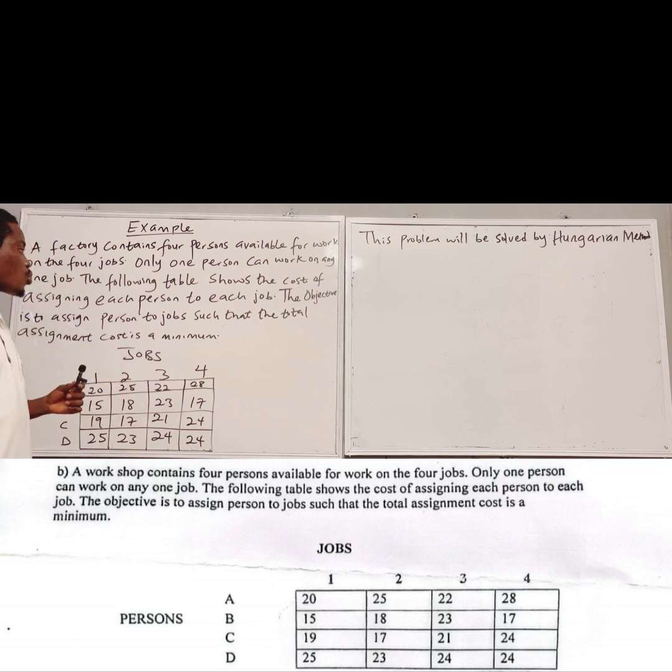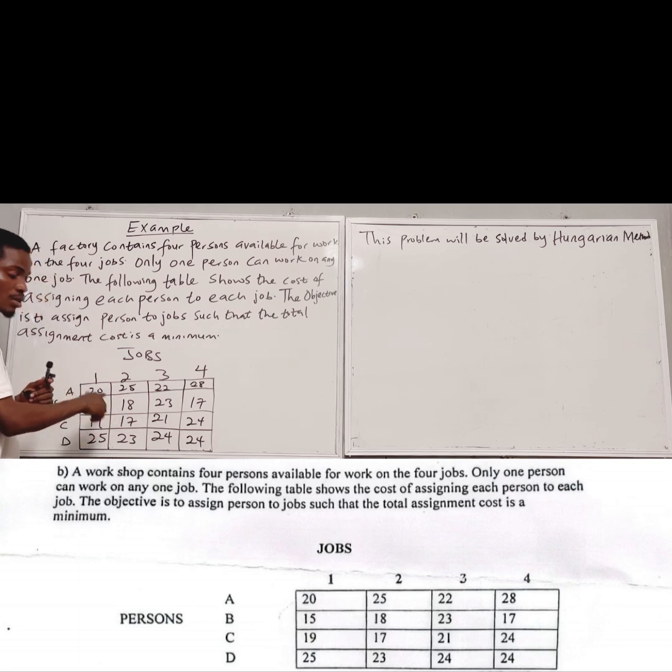So the next step is, we have to ensure it is a balanced type. Remember that I explained the next step is to ensure that it is a balanced type. When we talk about a balanced assignment problem, the number of rows must be equal to the number of columns. So we have to consider whether the number of rows is equal to the number of columns.